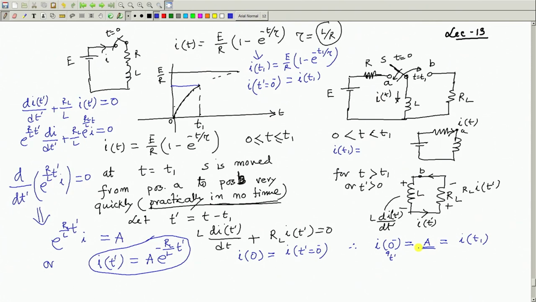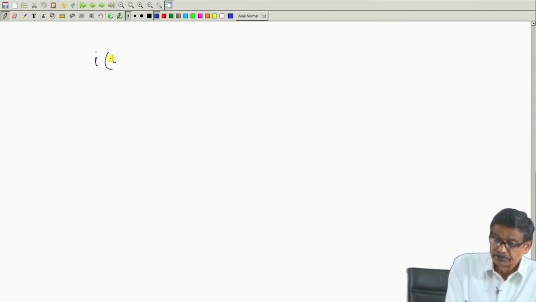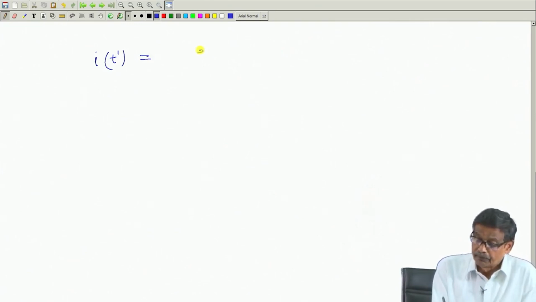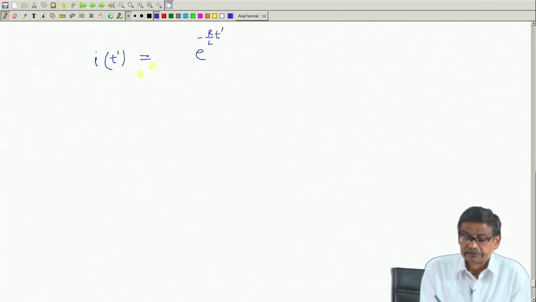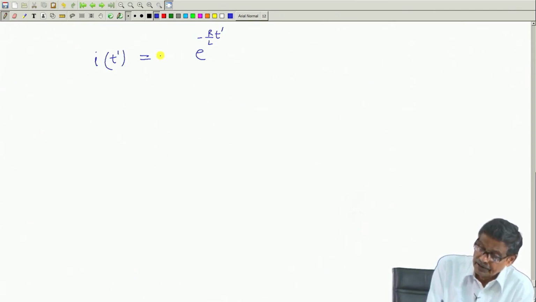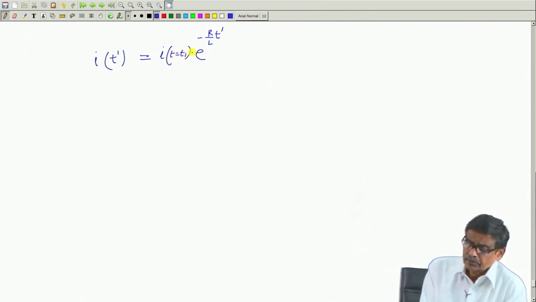Therefore, the solution of the current I as a function of t dashed will be e to the power minus R by L into t dashed, and here this current will be the current at t equal to T 1. Got the point. So, this number being known from the previous switching at t equal to T 1, you put that value and get this.